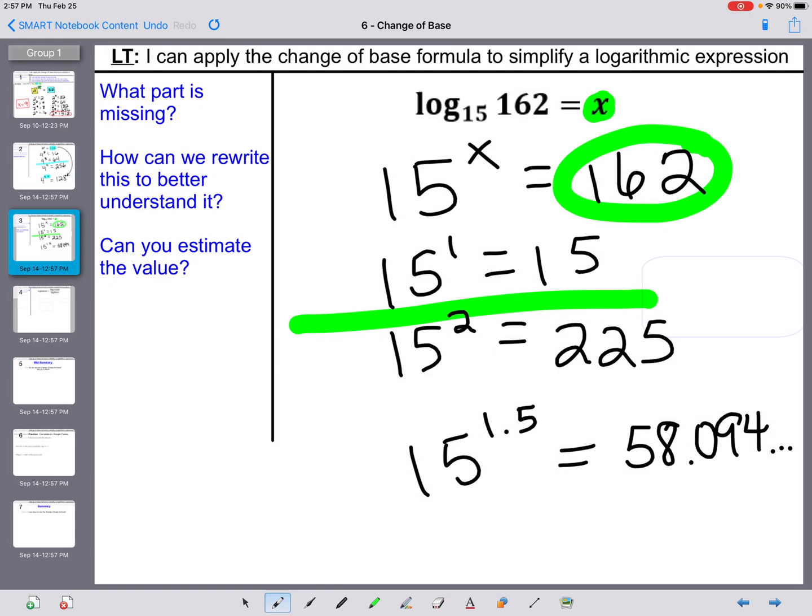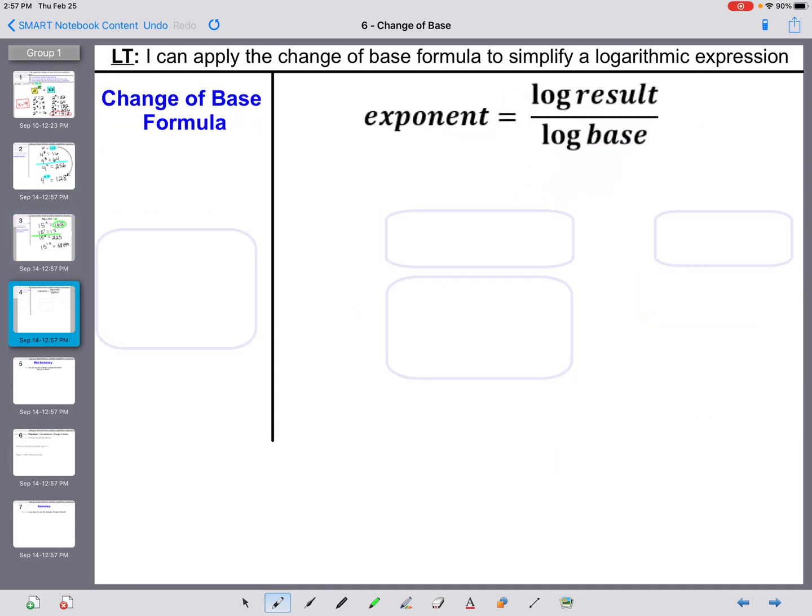So now we know it's not going to be 1.5 as our answer, so it's going to be something a little bit bigger, but instead of picking 1.6, 1.7, 1.8, and still guessing with a bunch of different numbers, that's when we start to use this formula called change of base. So when you can't estimate it based on picking something in between, that's when we have to use this formula. So this is what the change of base formula is.